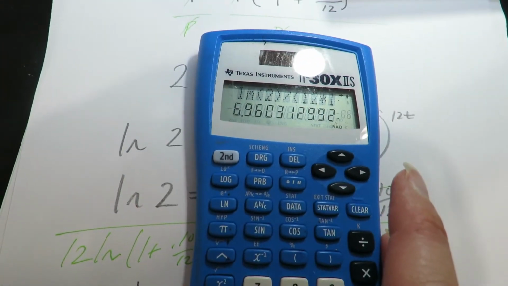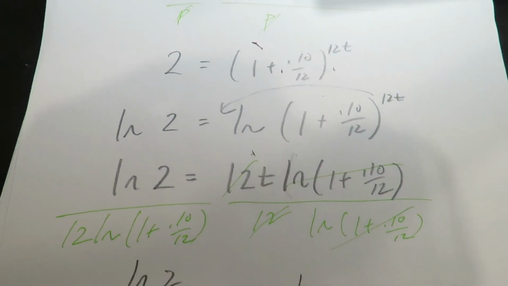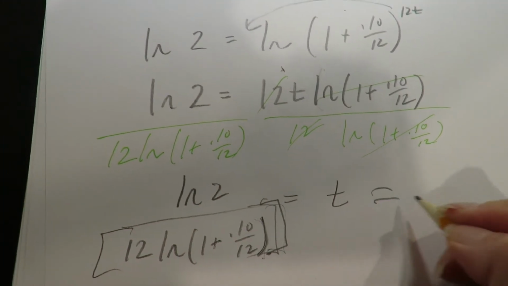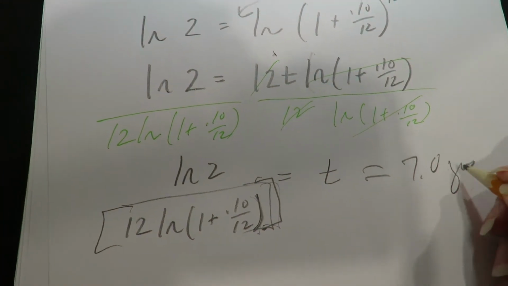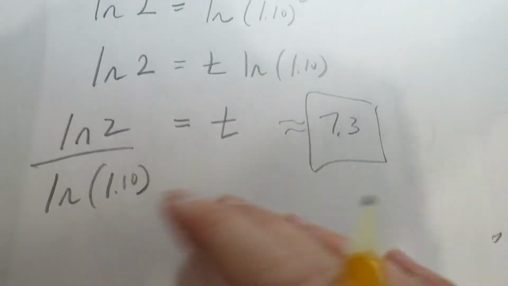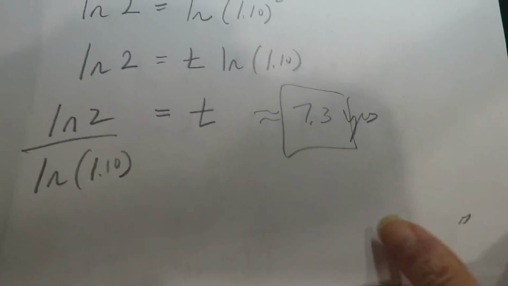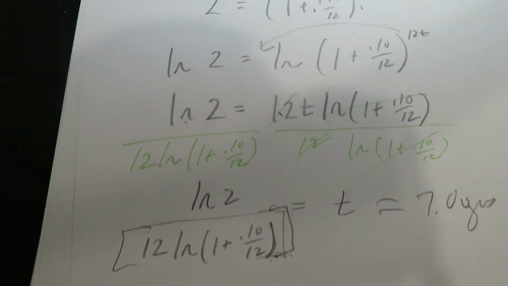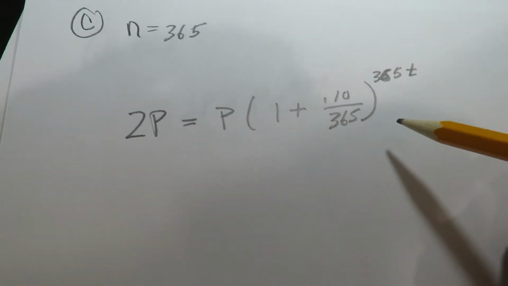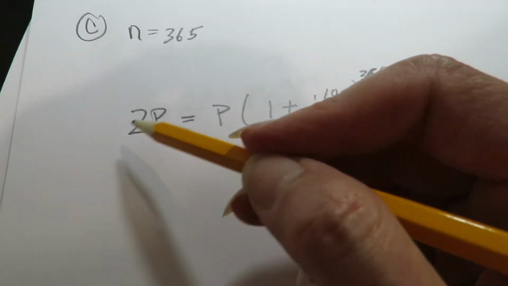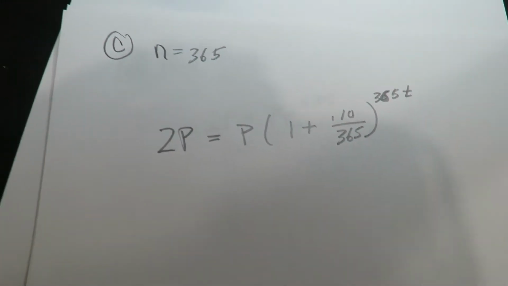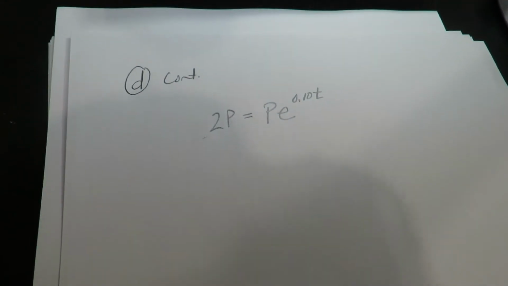And again, let's just do one decimal here. 7.0. Okay, so about 7.0 years. Yeah, we should write the unit on here. This is years. Okay. So if you do 365, it's the exact same process that I did for part C. Divide off the P, take the ln of both sides. It's the same process. All right, so let me just go to this last one now.